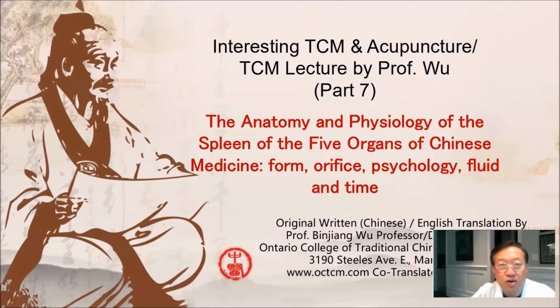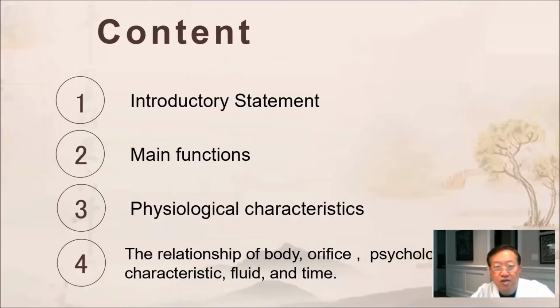Interesting TCM and acupuncture. The anatomy and physiology of the spleen, one of the 5 organs of Chinese medicine: form, orifice, psychology, fluid, and time. Interesting TCM and acupuncture, Part 7. Contents: Introductory statement. Main functions. Physiological characteristics. The relationship of body, orifice, physiological characteristics, fluid, and time.